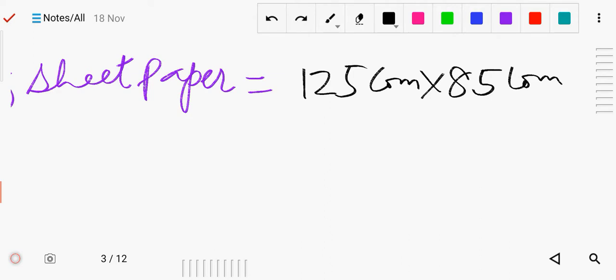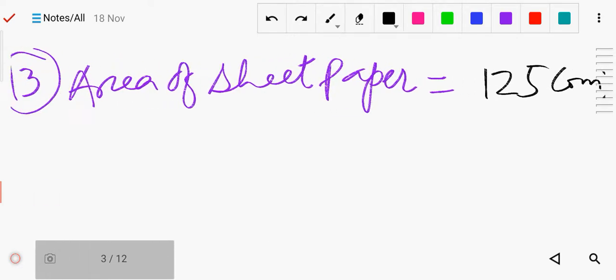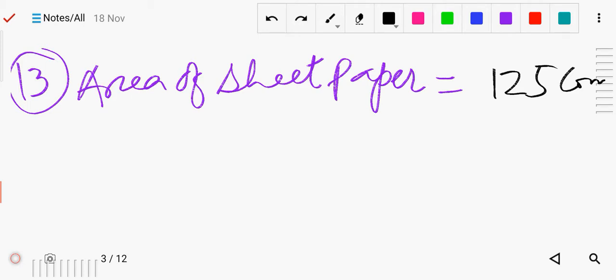So for making the calculation easy, I will not multiply. You can multiply it also, 125 into 85, some value you will get, then after you can solve it. But here I'm not multiplying because again we have to divide it, so no need to multiply. It will be easy for the calculation.